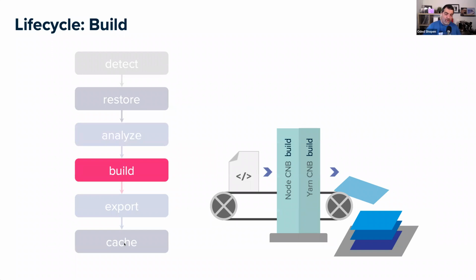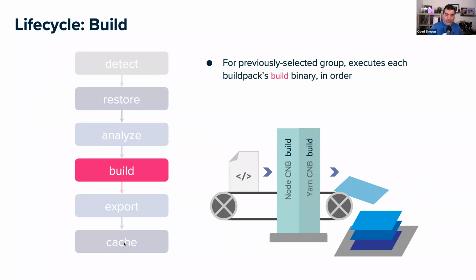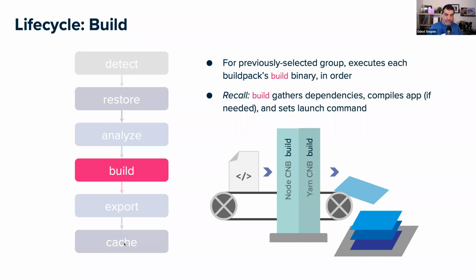Each one of the different languages in the world has its own use case of how it should be built correctly, right? So each one of these build packs is going to call a binary called build in order. Each one of them is going to generate its own layer for the final image, okay? So it will gather dependencies, compile the application if needed, and then eventually define a launch command. Basically, what we needed to do manually in a Dockerfile is done for us automatically.